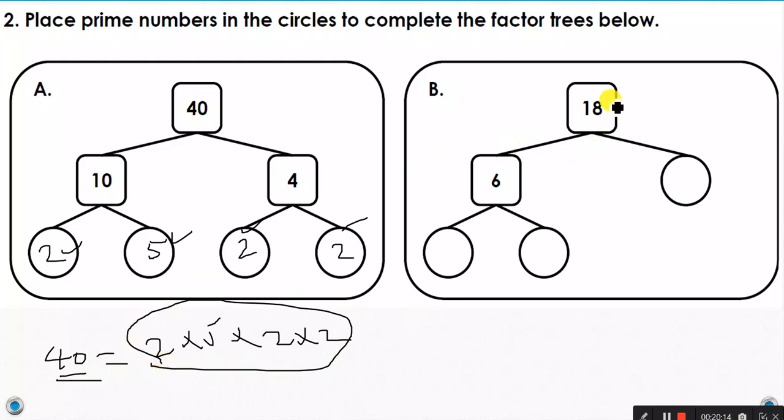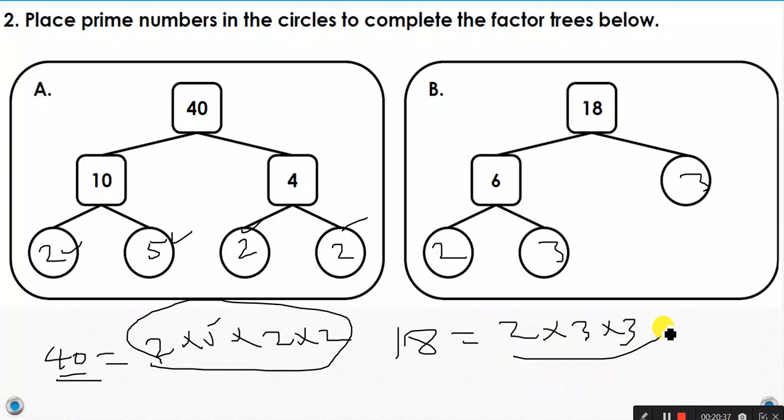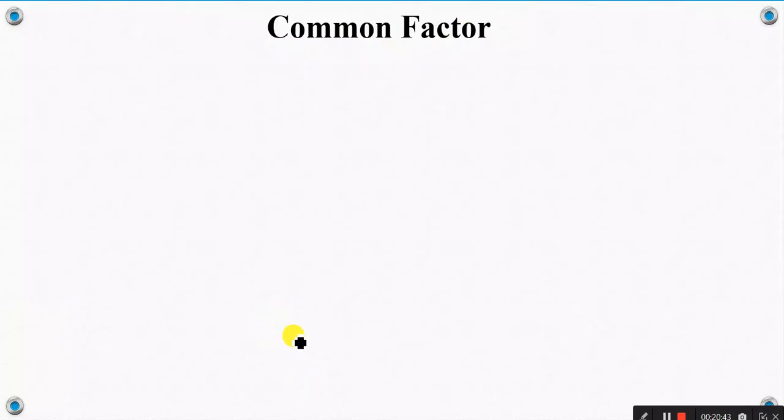Let us divide 18 by 6, which is 3. And 6 divided by 2 is 3. So 2 times 3 is 6, 6 times 3 is 18. So we can write 18 as a product of primes: 2 times 3 times 3. So we can write every number with prime factorization.